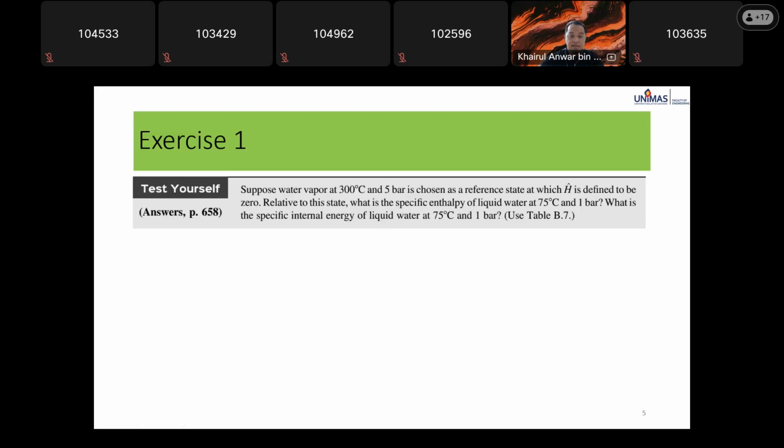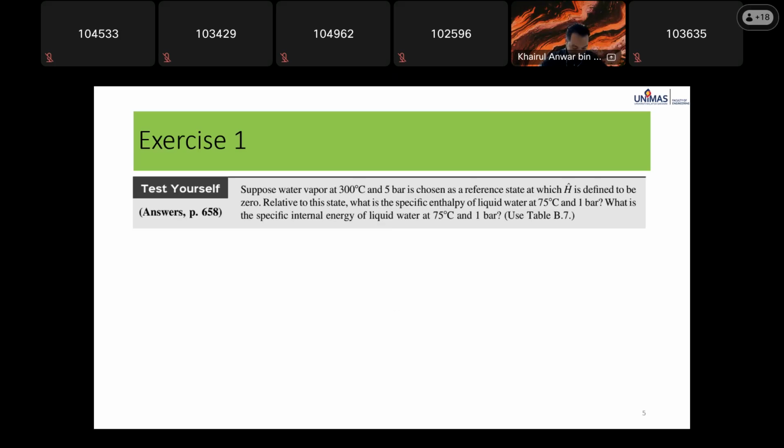Exercise. Suppose water vapor at 300 degrees C and 5 bar is chosen as the reference state, which is defined to be 0. Relative to this state, what is the specific enthalpy of liquid water at 75 degrees C and 1 bar? So at 300 degrees C and 5 bar chosen as the reference state, it is 0. Relative to this state, what is the specific enthalpy of liquid at 75?